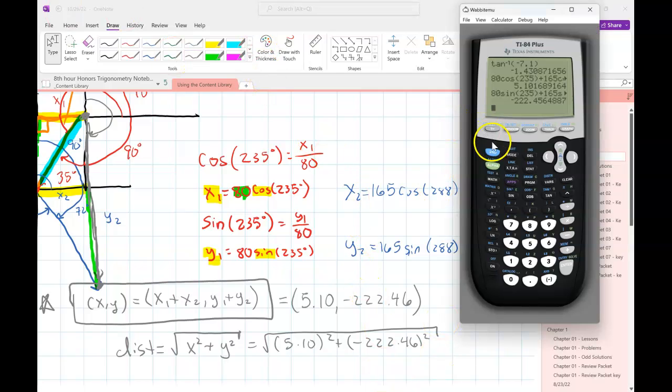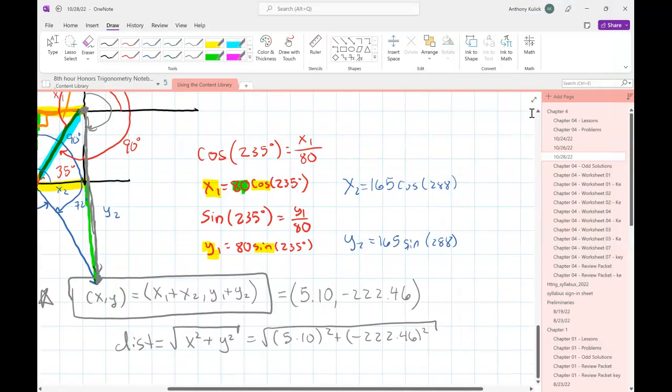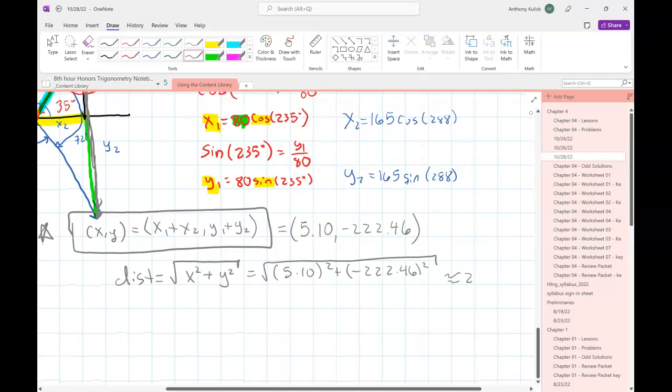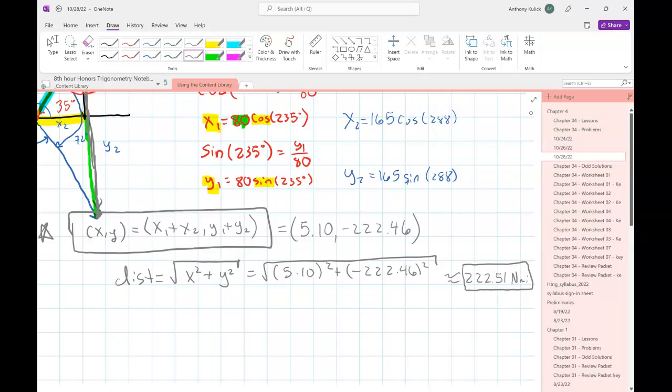So I'll go to my calculator, square root of 510 squared plus, put in parentheses, answer previous squared. And I get 222.51-ish. There's my distance.